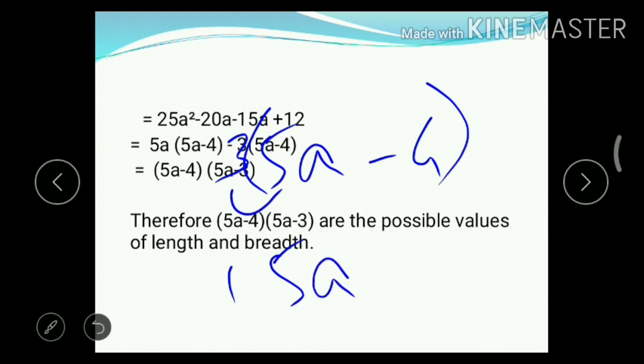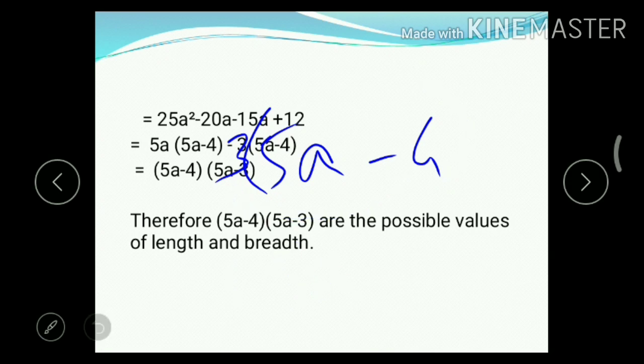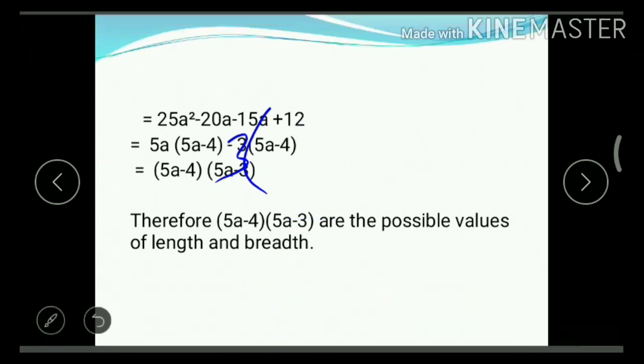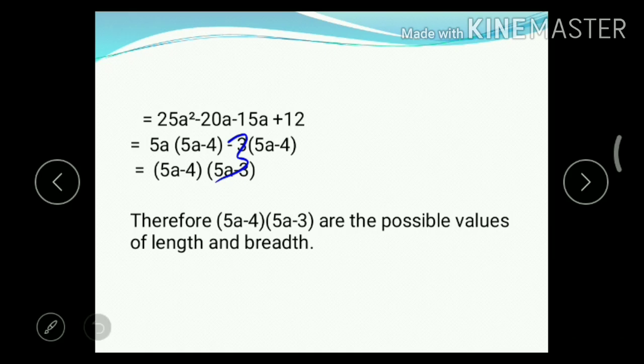So this much it is. After writing this much, you will see that in this line again 5a minus 4 is common. So if you extract 5a minus 4, what will remain? 5a minus 3. So these are the two factors of that polynomial, and these are the probable or possible length and breadth of the rectangle. So therefore these and these are the possible values of length and breadth.